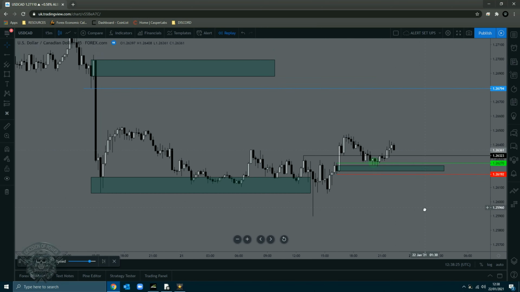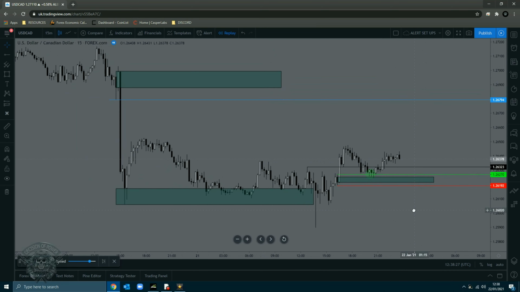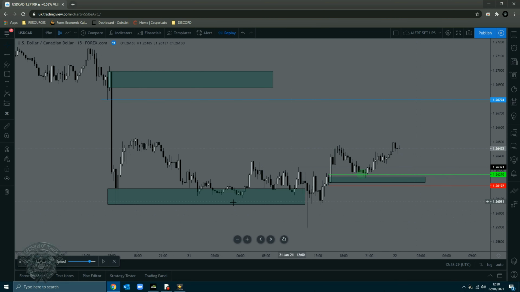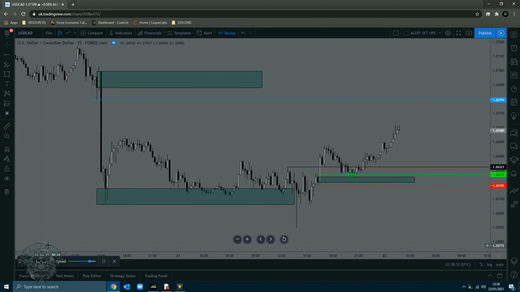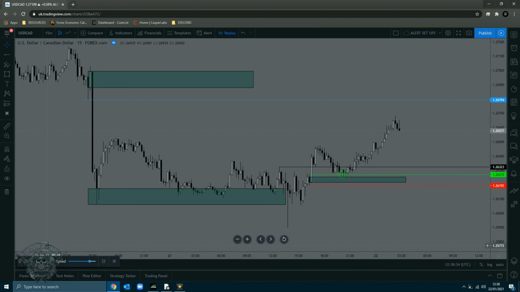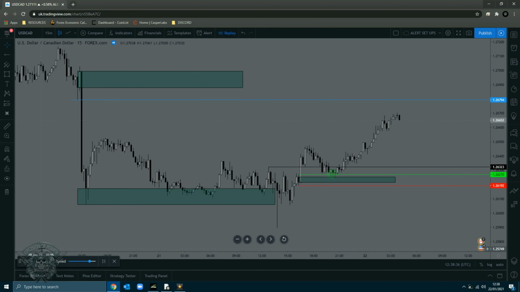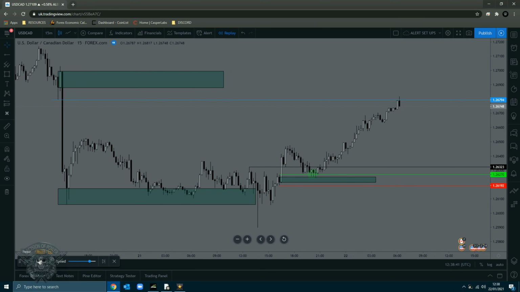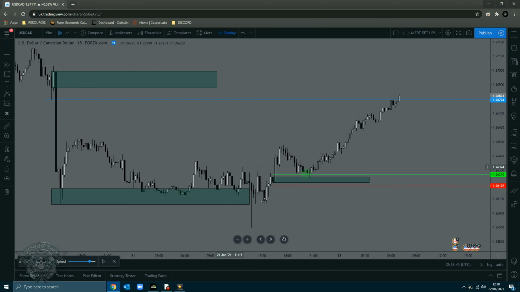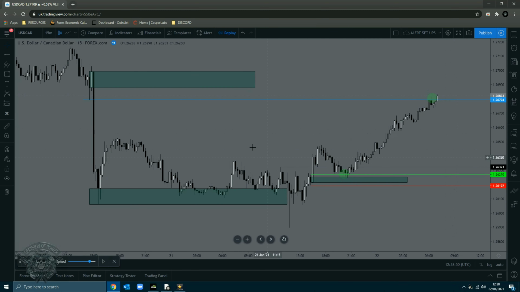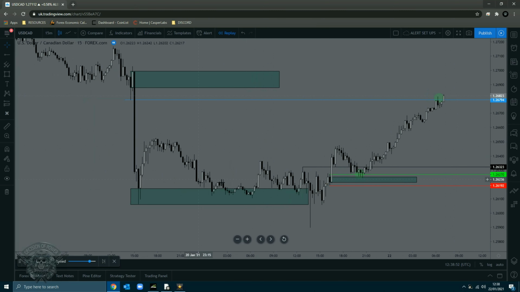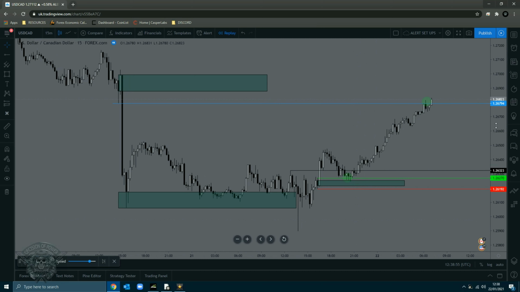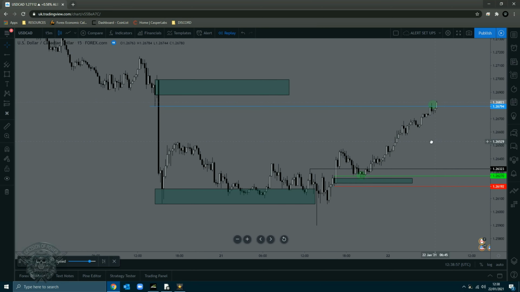I'm going to zoom out a little bit. And that was target hit. At that point right there, that was the target hit there. So again, same pattern, same setup, same concept. You just got to follow the rules to try and eliminate those bad trades.